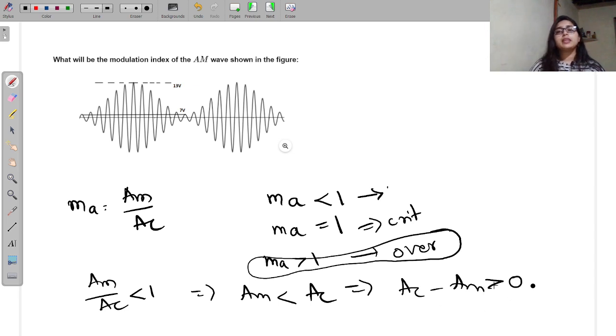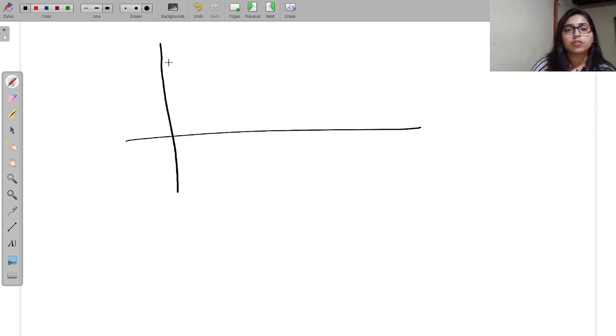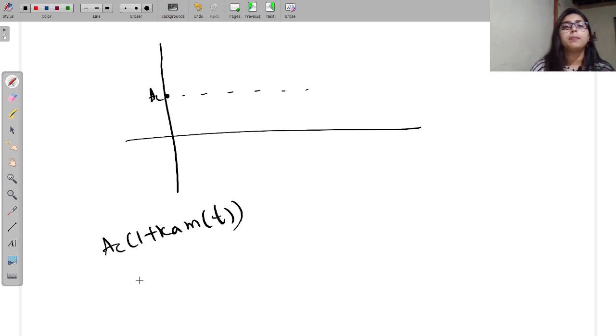Okay, AC minus AM greater than 0, this is the condition for MA less than 1. So, I will tell you something else here. See, this is my AC. You know AC into 1 plus Ka M of t. This is my envelope, right?